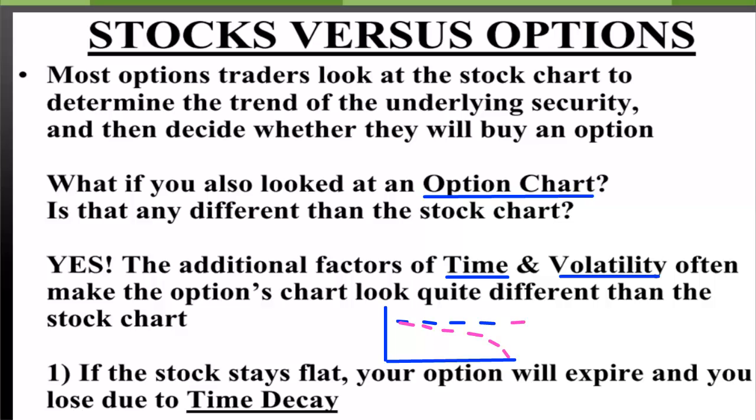Because decay is always going to be a factor. That's one strategy that you can implement, especially if it comes to out of the money or even sometimes near the money options. But I do like to buy in the money options.